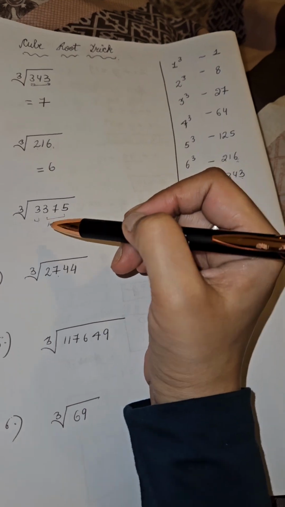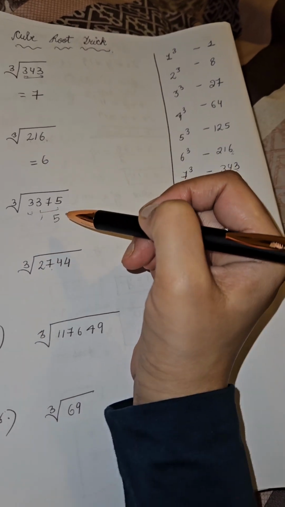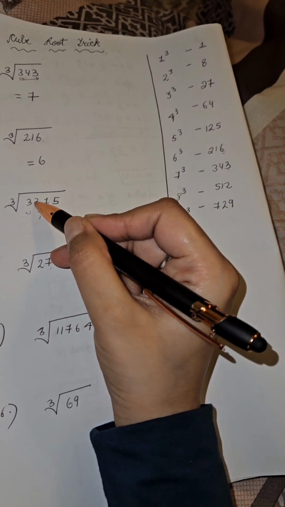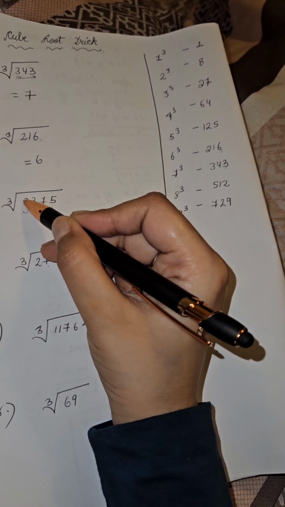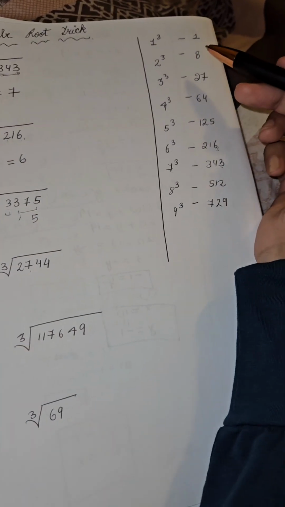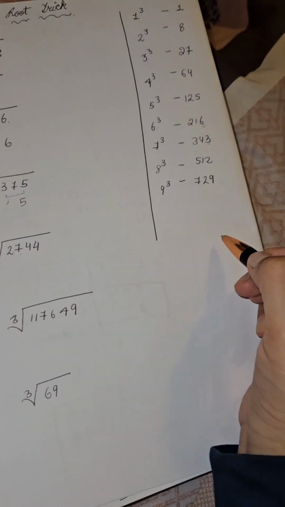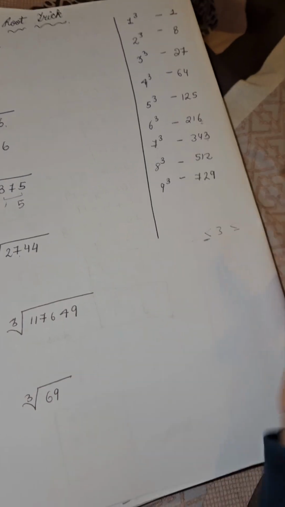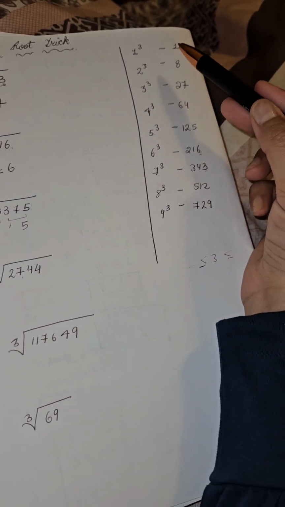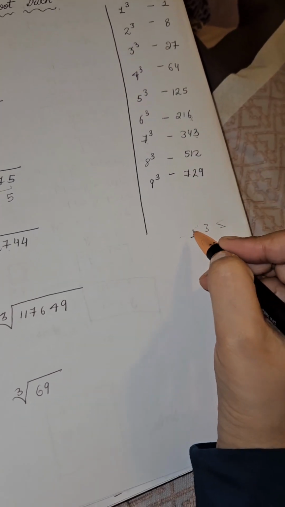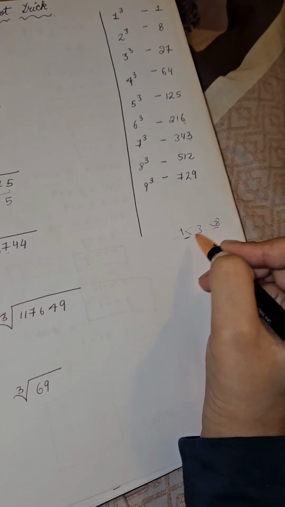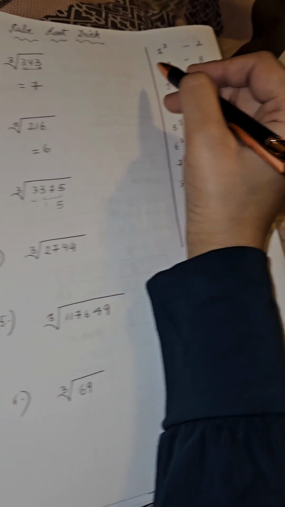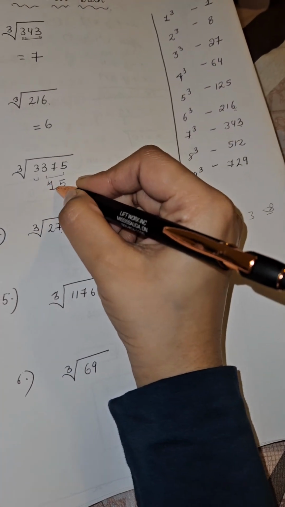And what's the trick to find the number in front of 5, for the number left behind, 3? This 3 comes between 1 and 8, right? And between 1 and 8, the smaller number is 1, and 1 is the cube of 1. So the answer will be 15.